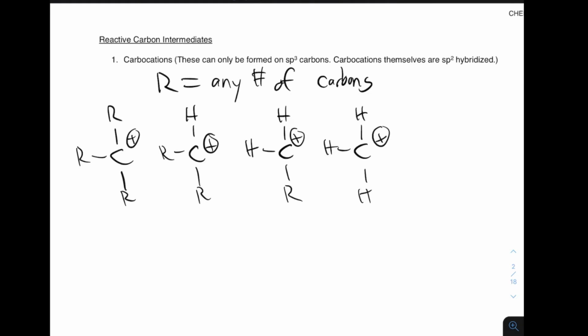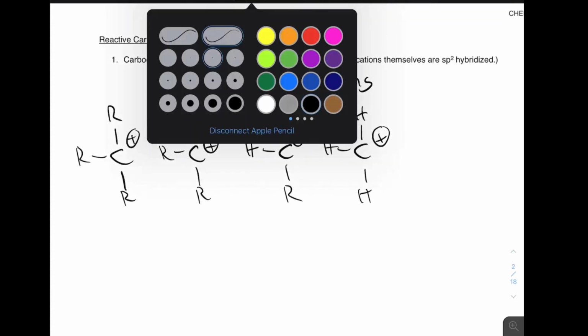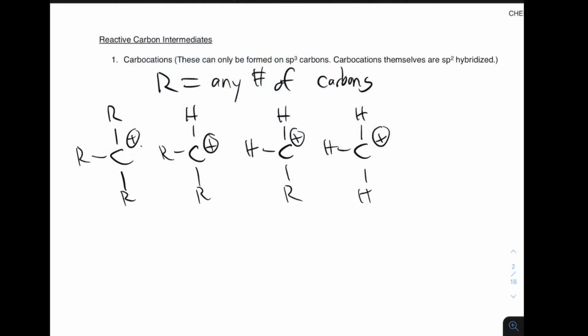And so we can actually rank these in terms of stability. We can say that this tertiary carbocation is more stable than a secondary, more stable than a primary, and the least stable carbocation is one without any carbons attached to it. So we're going from most stable to least stable.